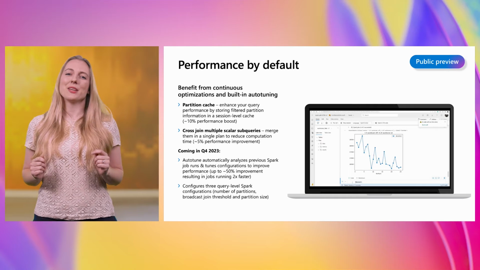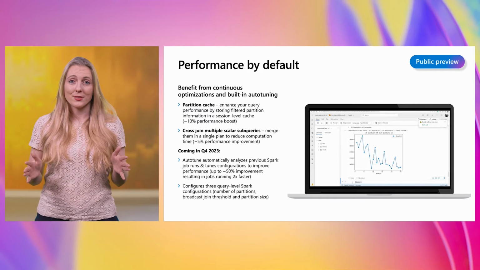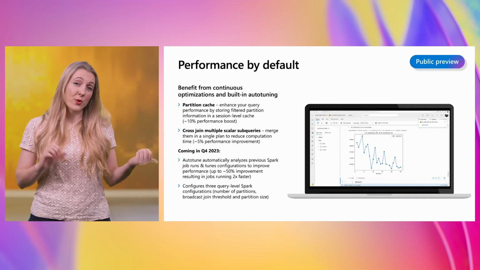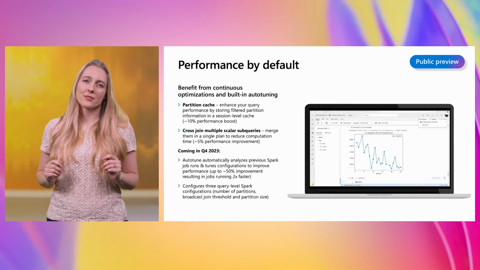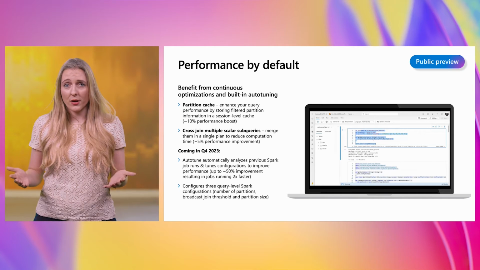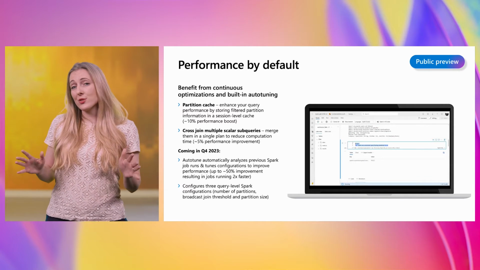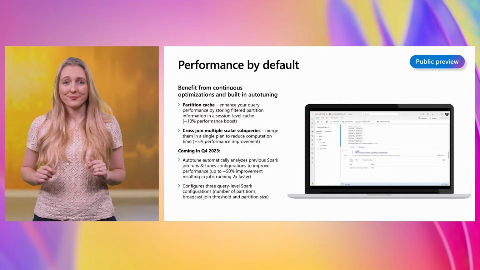An exciting upcoming capability that also focuses on performance by default is AutoTune. AutoTune uses machine learning to automatically analyze previous runs of your Spark jobs and choose the configurations to optimize the performance. It'll configure how your data is partitioned, joined, and read by Spark, which can have a significant impact on performance. In fact, we have seen customer jobs running 2 times faster with this capability enabled.